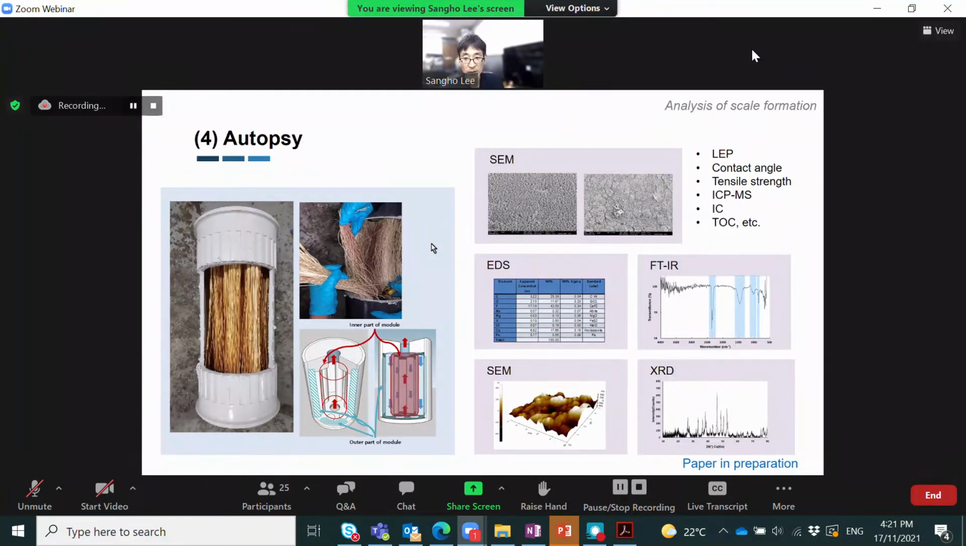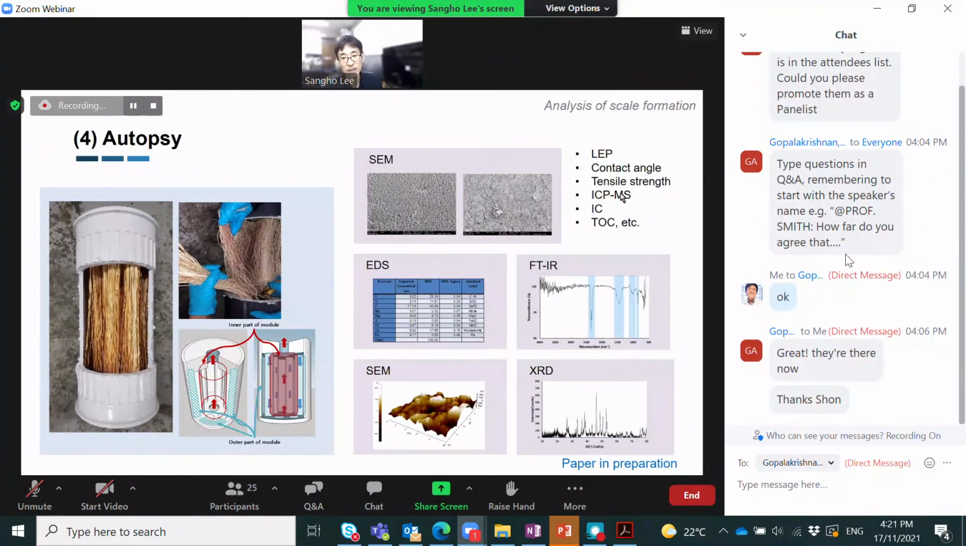We carried out several analyses, including SEM, EDS, FTIR, AFM and XRD, and some other analyses were also done, which let us understand what has happened inside the membrane module. So this is a destructive method, but it can provide a lot of useful information.